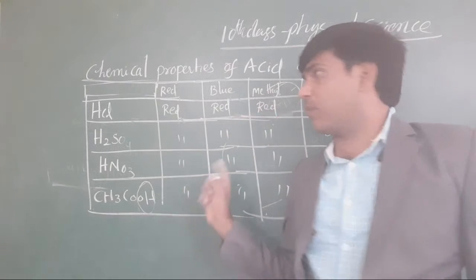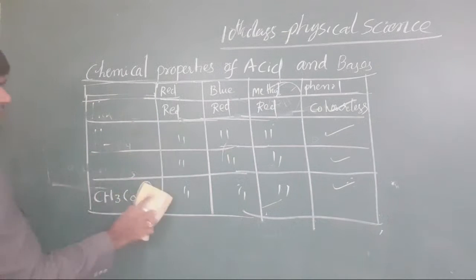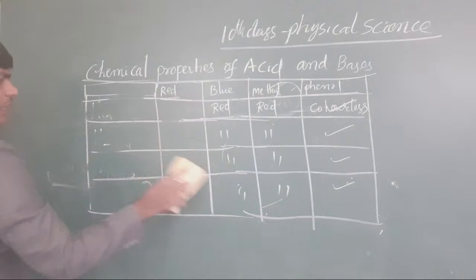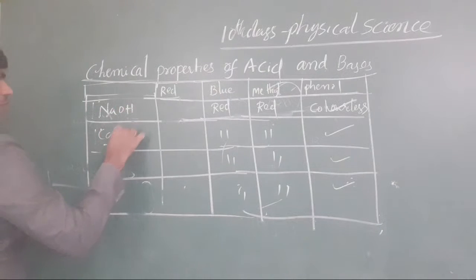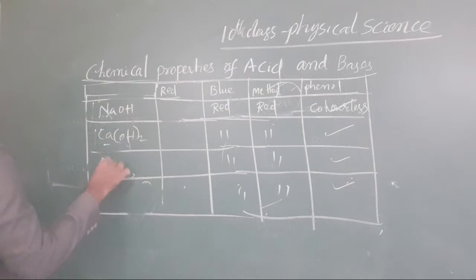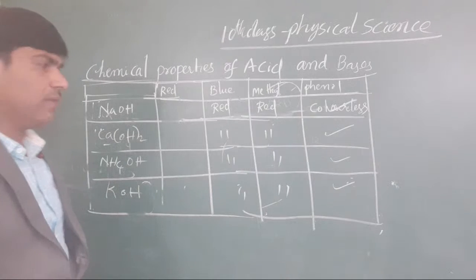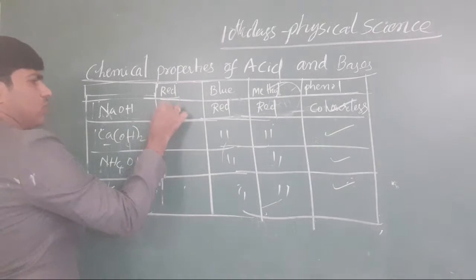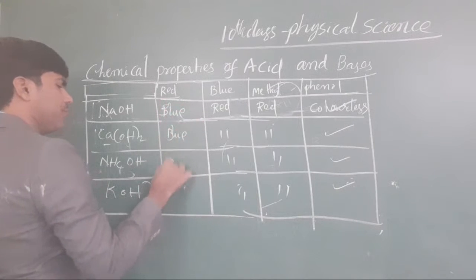This is for acid. Suppose you take a base in the same place. What are the types of bases? Suppose you take sodium hydroxide, calcium hydroxide, ammonium hydroxide, and potassium hydroxide. Whatever base you take here, red litmus will be converted into what? Red into blue color.